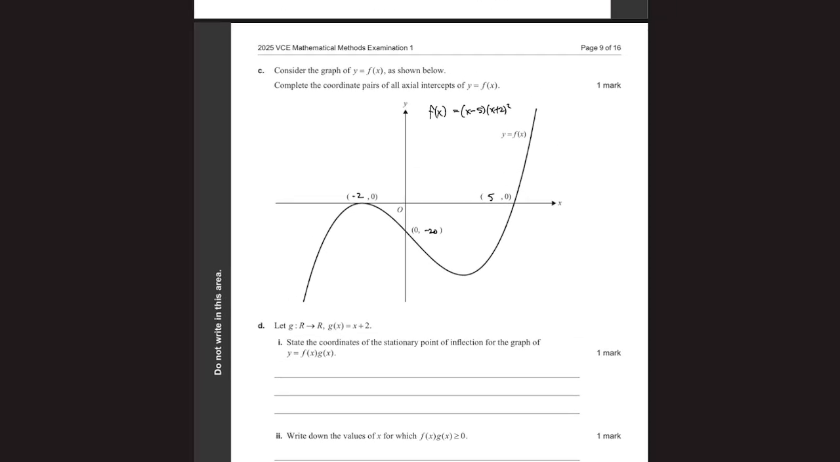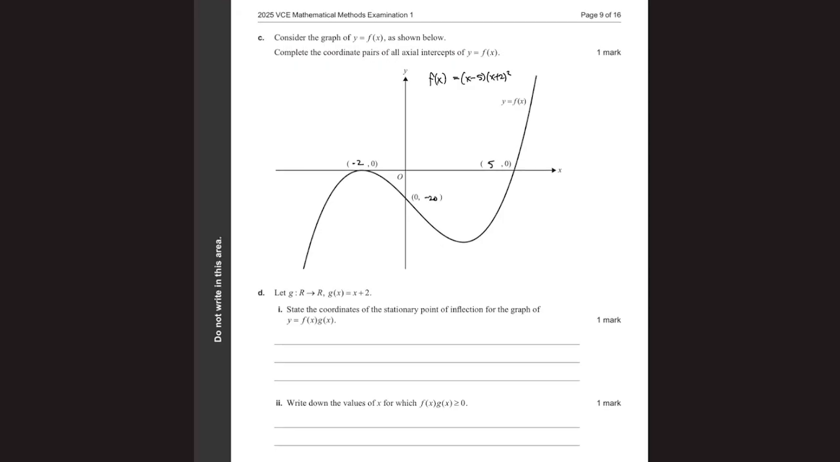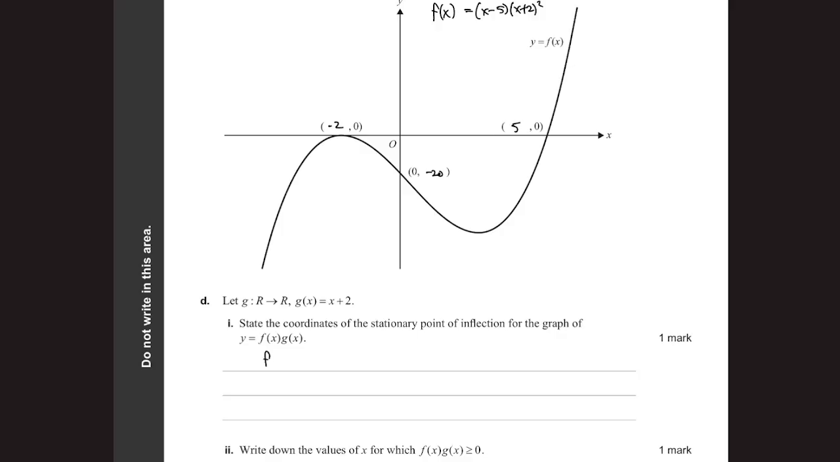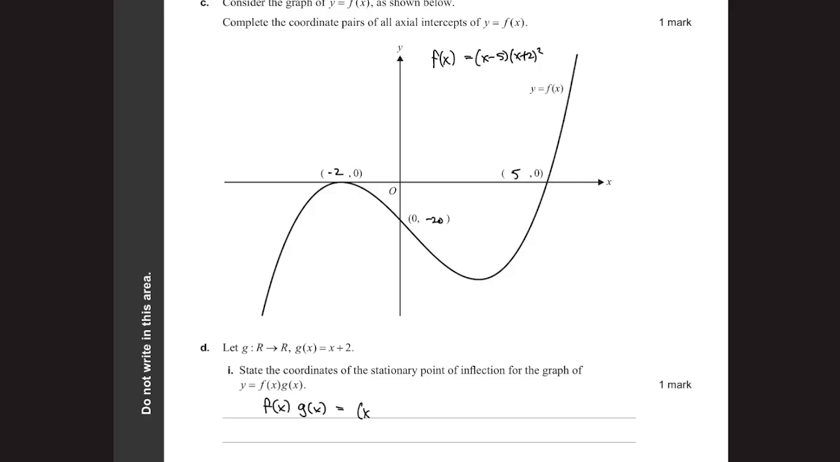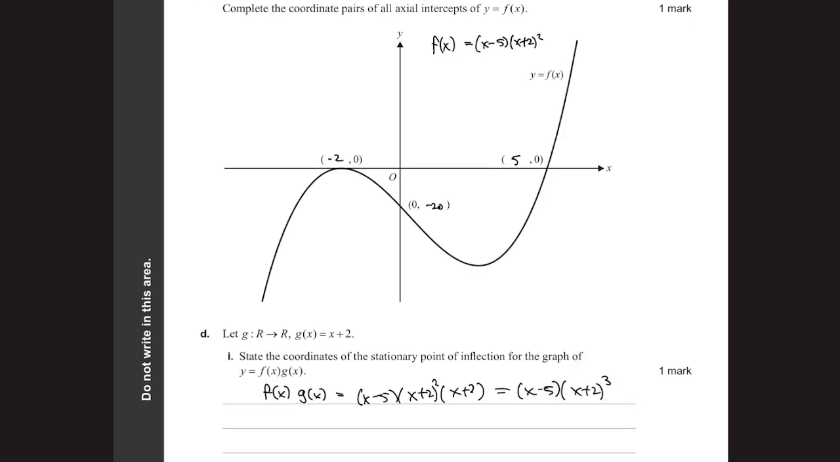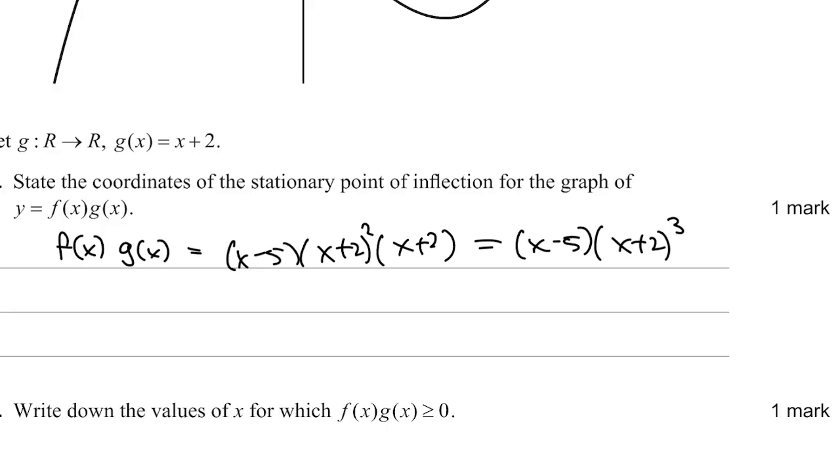Next, g of x is x plus 2. State the coordinates of the stationary point of inflection for the graph of f of x times g of x. So f of x times g of x would be equal to x minus 5, x plus 2, all squared, times x plus 2. Which would mean we'd have x minus 5 and then x plus 2 all cubed. And since we have this cube section here, that tells us we have a stationary point of inflection when x is minus 2. And it's going to be on the x-axis still, so therefore the stationary point of inflection will be at minus 2, 0.